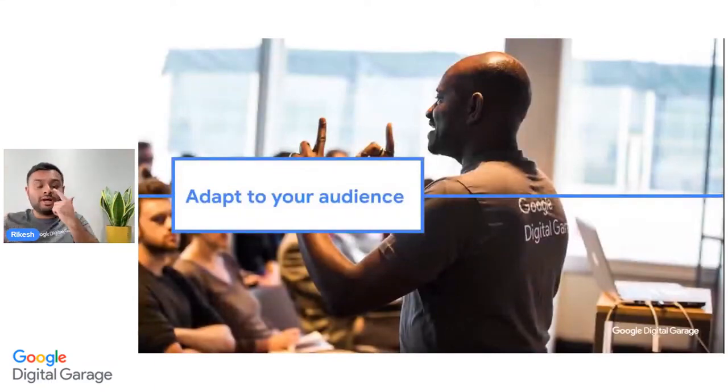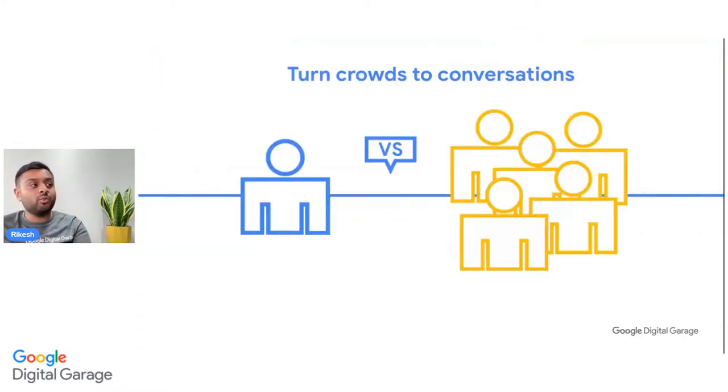So, for example, the way that I would present online would be different to how I would present in person. And how I would present to a room full of 30 people would be different to how I would present to a room full of 100 people or 1,000 people as well. So we want to have that level of flexibility and adaptability with our presentation style. But the one thing to always remember, whether we are presenting in person or down the lens at our webcam, is that we want to ensure that we turn crowds into conversations.